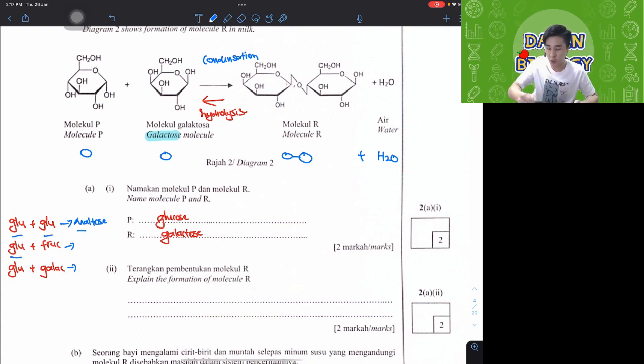Then girlfriend, besides being good, is also sweet: sucrose. And the last one is the easiest, galactose, so the lactose is already in it. Milk sugar.